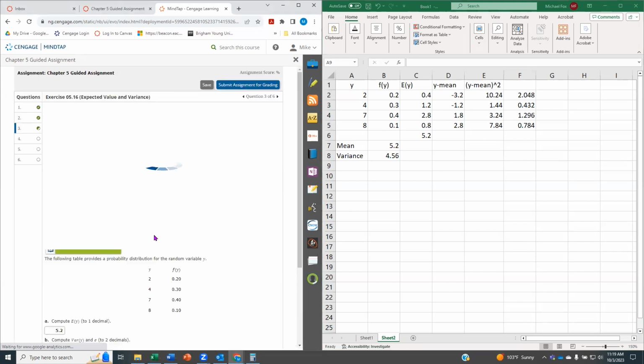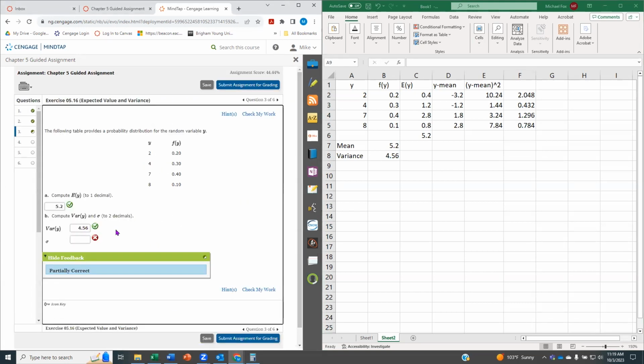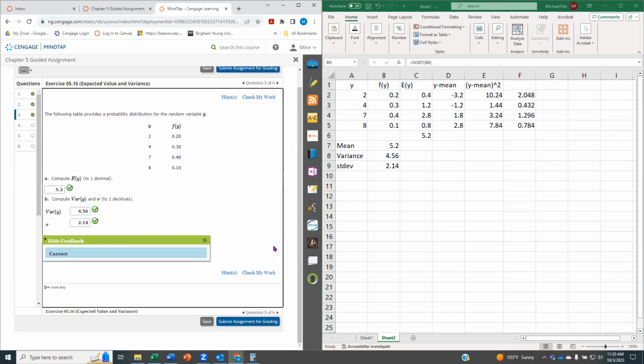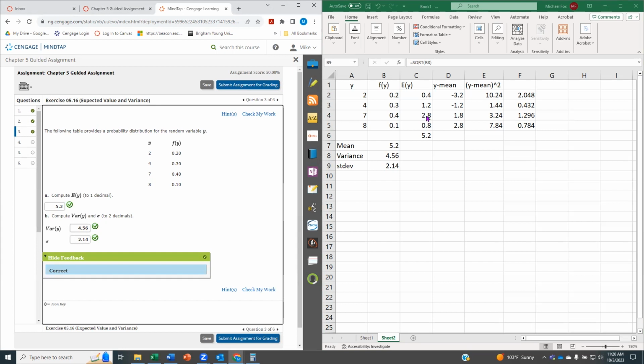Check that. Just because that number feels weird to me, but it's not. And then my standard deviation, if I can type correctly, is always just the square root of our variance. And it wants 2 decimals. So there we go. So remember, all variance is the difference between each value of y and the mean squared.